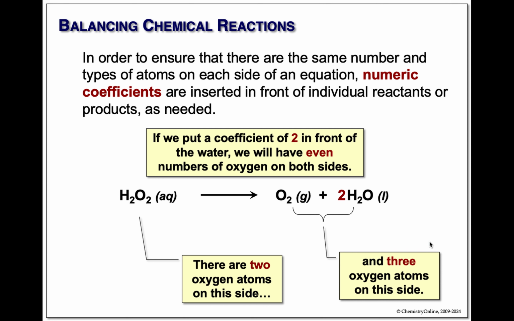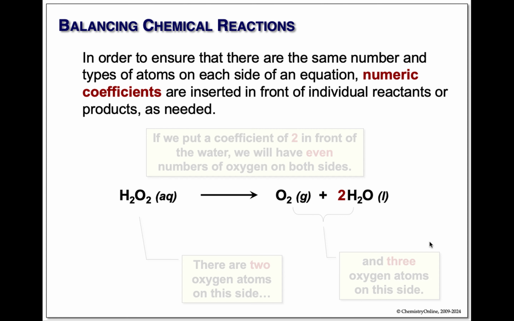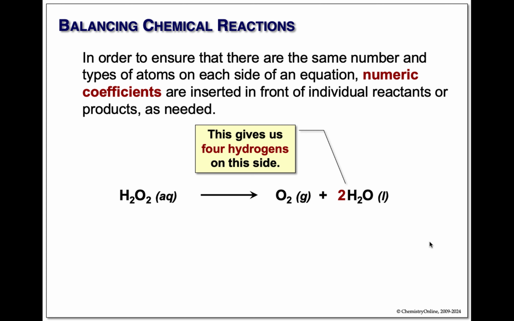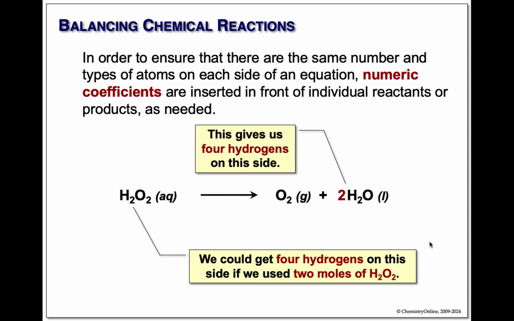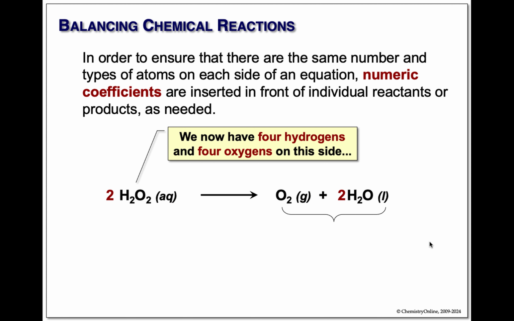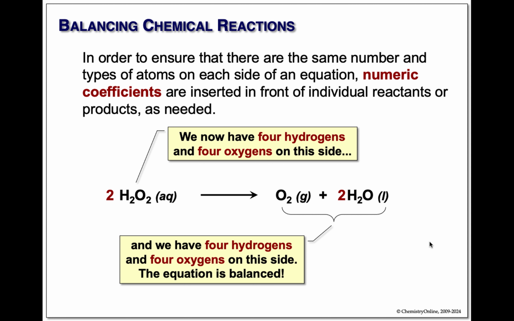Now, it's even, but now we have our 2, so we have 4 hydrogens. We need to get 4 hydrogens on this side, and we can do that by sticking in another 2. So we have 1, 2, 3, 4 oxygens, 1, 2, 3, 4 oxygens, 4 hydrogens on both sides, and we have balanced this equation.